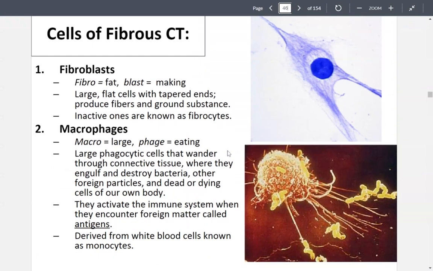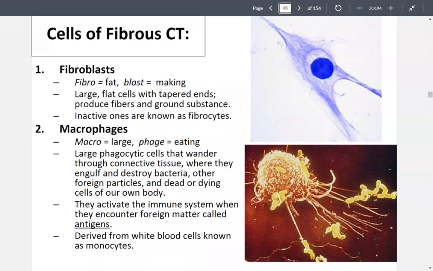So let's talk about this. The cells are where we're going to start when we're talking connective tissue, especially fibrous connective tissue. Some of the main cells we're going to find are fibroblasts. Fibro, so here's the thing. In med term, we mentioned fibro as meaning fiber. An alternative definition is also fat. However, blast is going to remain the same. It is immature or making. So fibroblasts are going to be large flat cells with tapered ends that produce fibers and ground substance.